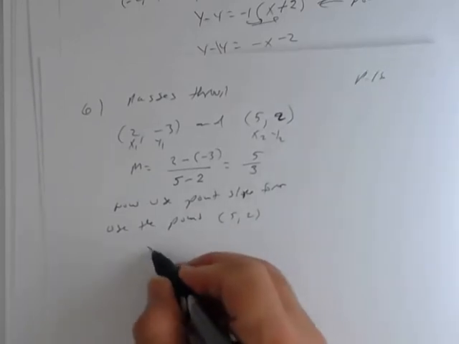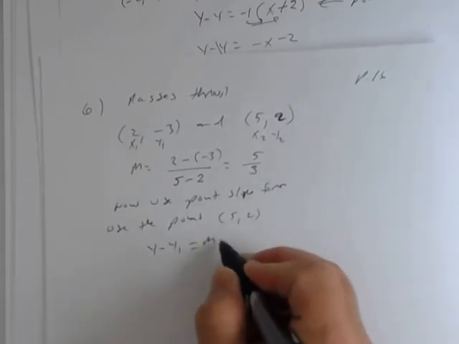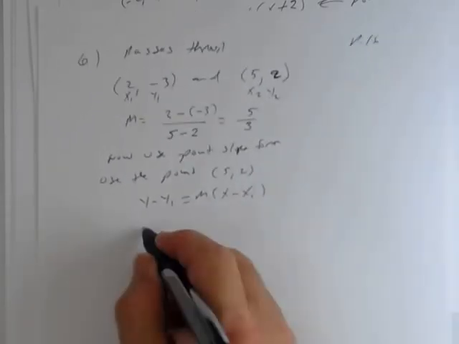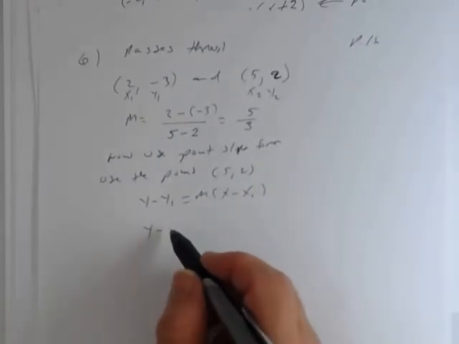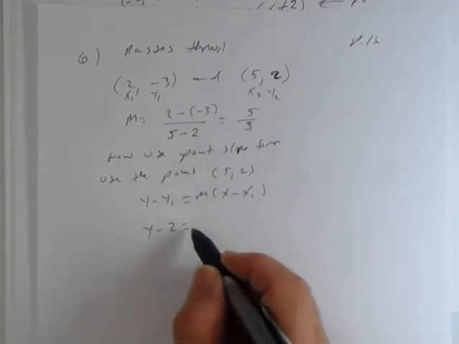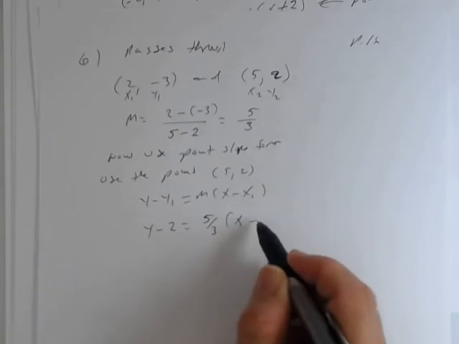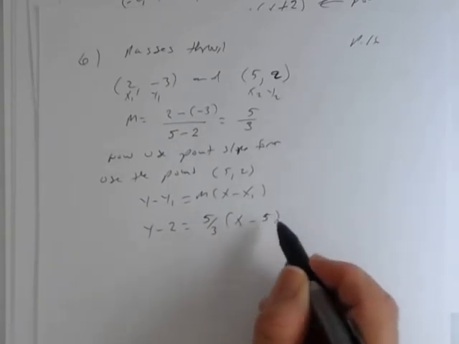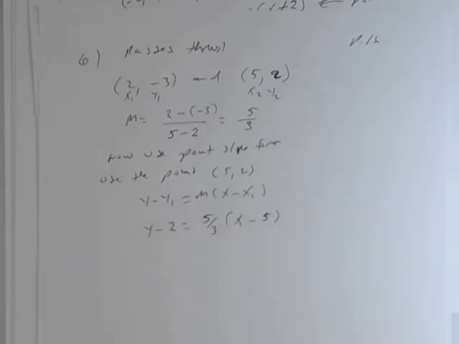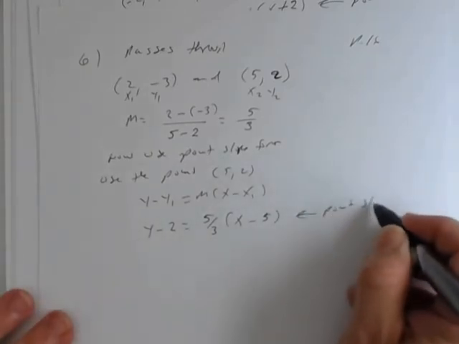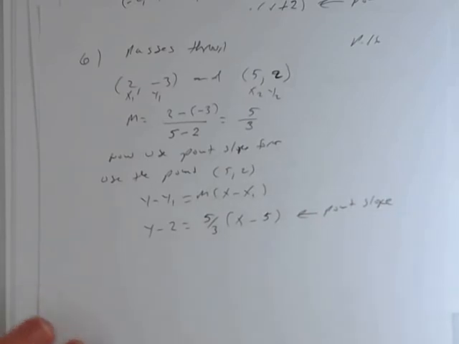So I'm going to get y minus y1 equals the slope times x minus x1. So it's going to be y minus y1. What's y1? 2 equals the slope. What's the slope? 5/3 times in parentheses x minus what? 5. That's where I'm at. So that's your point slope form. Okay.